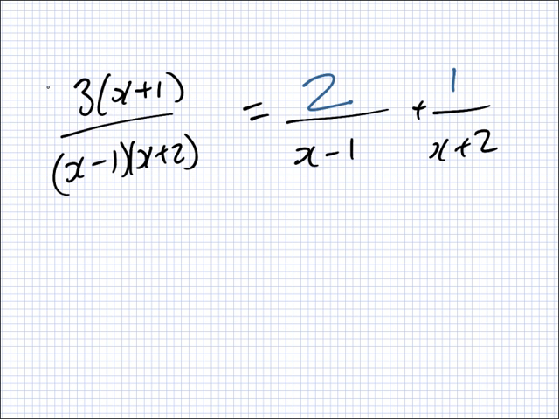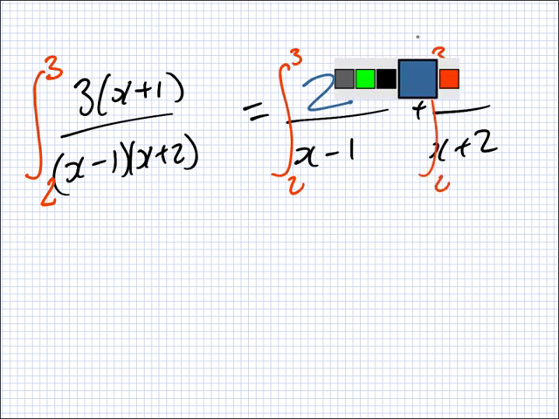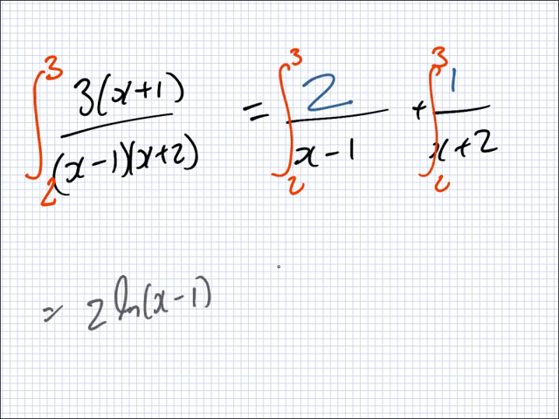I'll write it here. It was to integrate from 2 to 3, which means you want to integrate this from 2 to 3 and integrate this from 2 to 3. Both these are in the formula book. The integration of this is 2 log x minus 1, and the integration of this is log x plus 2. They're both in the formula book.